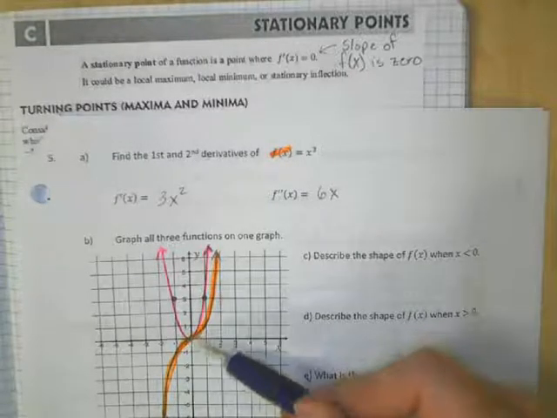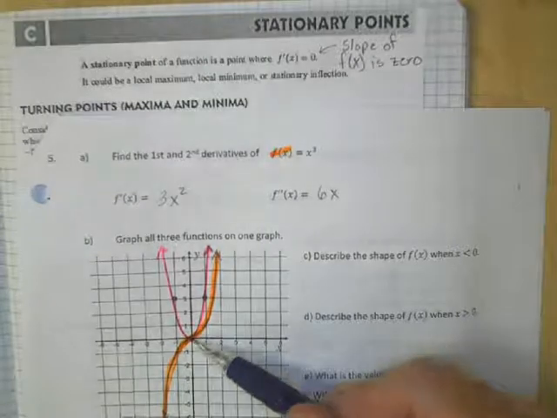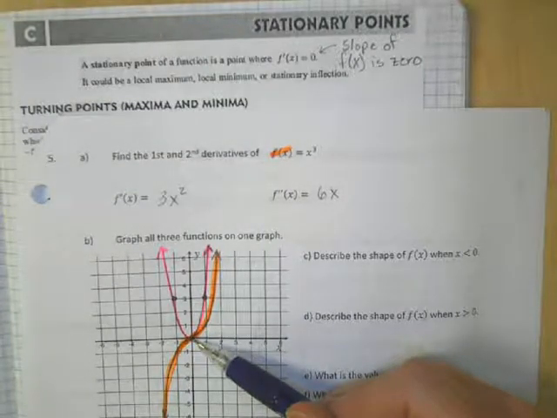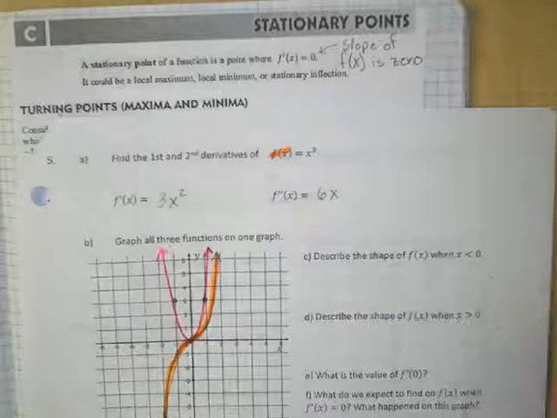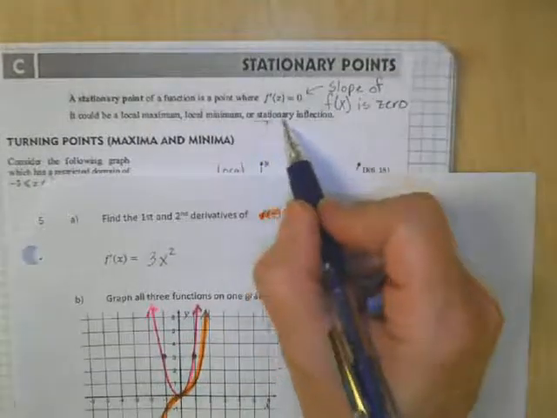This is called an inflection point. In this case, it's called a stationary inflection point. Stationary means it's not moving. The slope is 0. It has no speed. So that's why it's called stationary. You're not moving, you have no speed, but it's not a maximum and it's not a minimum. So that's what they're talking about here when they talk about a stationary inflection.